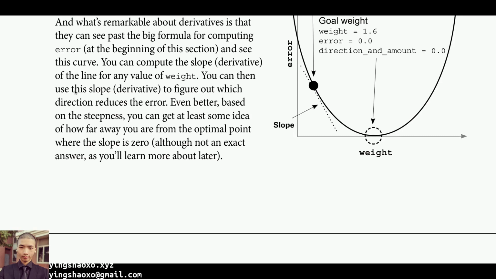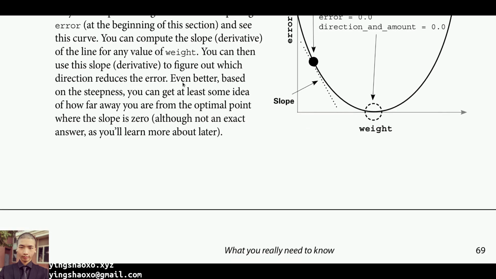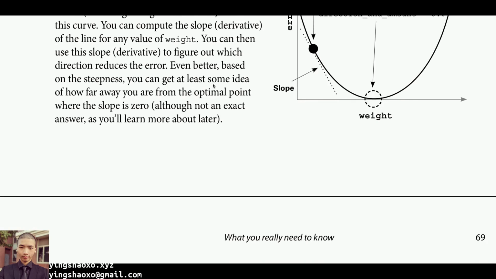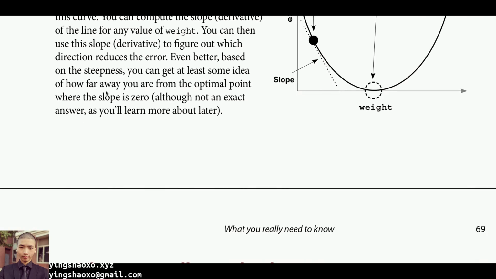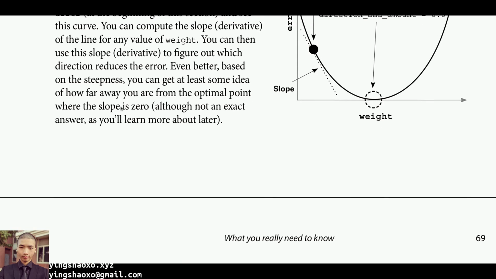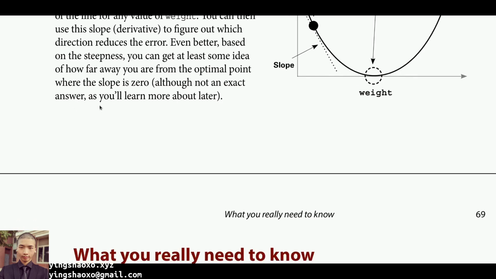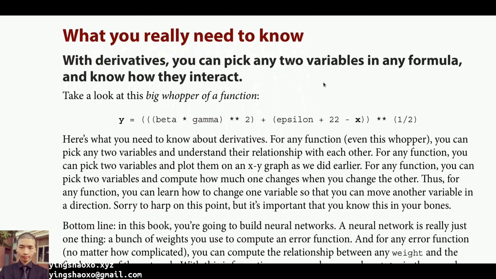You can then use this slope, the derivative, to figure out which direction reduces the error. Even better, based on the steepness, you can get at least some idea of how far away you are from the optimal point where the slope is 0, although not an exact answer, as you'll learn more about that later.